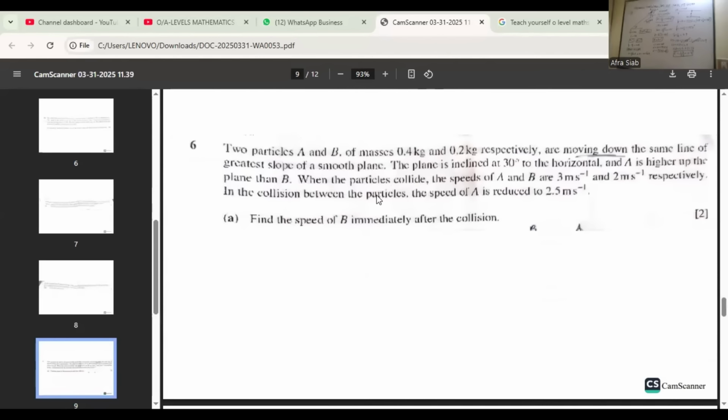Two particles A and B of masses 0.4 kg and 0.2 kg respectively are moving along a straight road, a line of greatest slope of a smooth plane. The plane is inclined at 30 degrees to the horizontal and A is higher up the plane than B. When the two particles collide, the speeds of A and B are 3 meters per second and 2 meters per second respectively. In the collision between the two particles, the speed of A is reduced to 2.5 meters per second. Find the speed of B immediately after the collision.